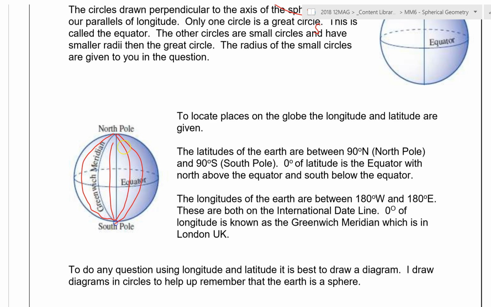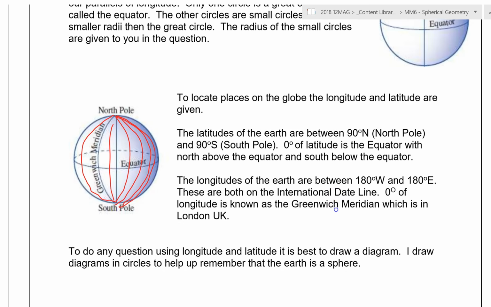They all join the North and the South Pole. Looks like an onion here. They are called meridians of longitude. Our meridians of longitude tell us how far east or west we are. Our parallels of latitude tell us how far north or south we are.